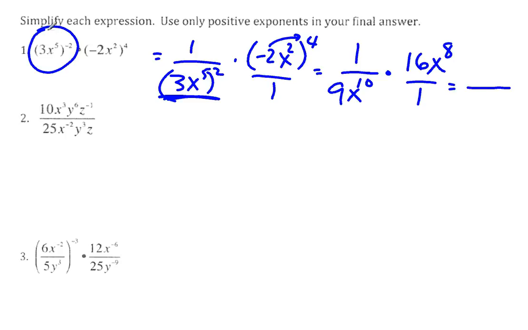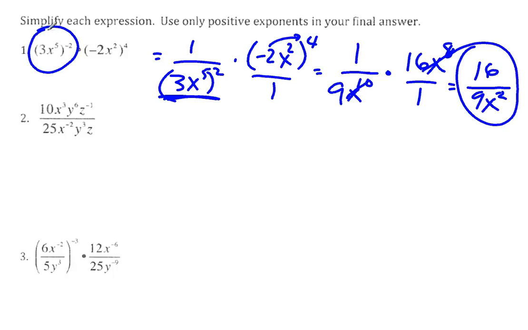You could multiply straight across and reduce, or you could say there are more x's on the bottom right now. Say there are 2 more x's on the bottom. 16 and 9 don't have any common factors, so it's 16 over 9x squared.